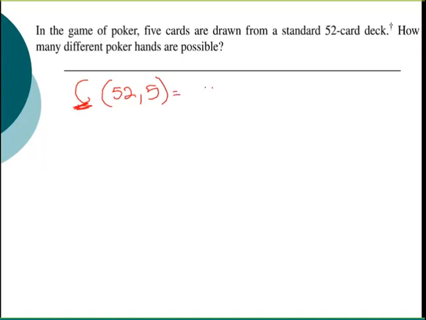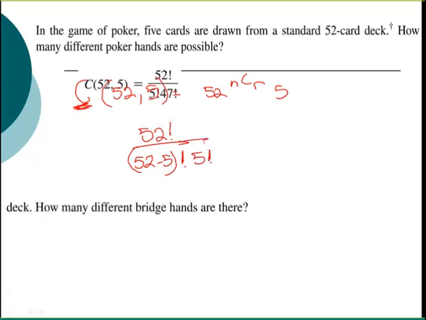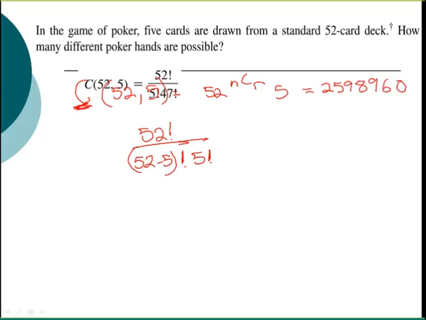And here, if I type it on my calculator, it's just 52 nCr 5. Or if I do the formula, it's 52 factorial over 52 minus 5 factorial times 5 factorial. Either way you do it, the calculator will work it out for you. And if I actually type it in, 52 nCr 5, it gives me a lot of different hands for poker: 2,598,960. So 2,598,960 different hands that I could get in poker, potentially.